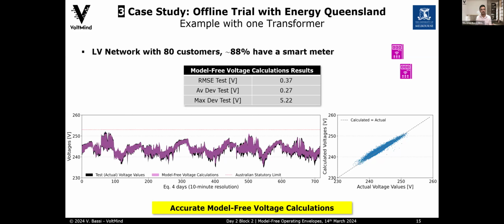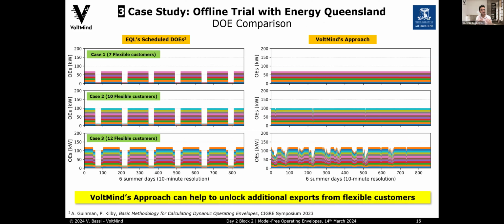Moving forward, essentially what we did here was to calculate hindsight operating envelopes for 6 summer days with 2 different methods. The first one, at the left side of your screen, corresponds to Energy Queensland's scheduled DOEs, which was presented by Alex in the previous block. This is a method proposed by Energy Queensland to calculate dynamic operating envelopes where there is no transformer monitoring.